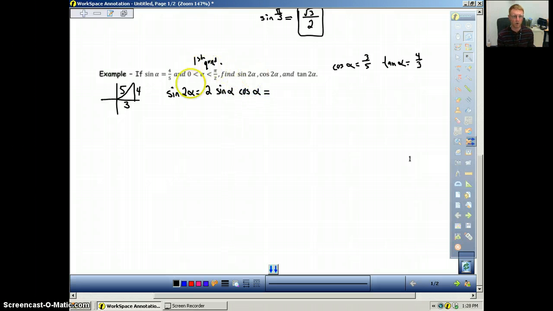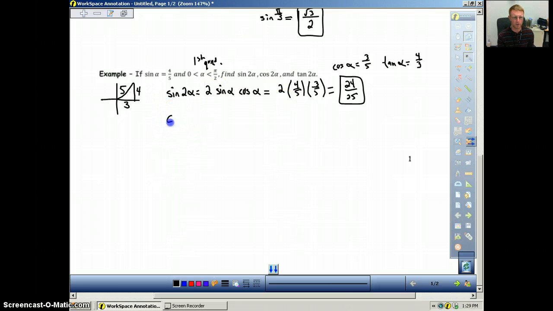So now we know what each of these are equal to. We have 2 times the sine of alpha, which is 4 over 5, and cosine alpha up here is equal to 3 over 5. We multiply everything together, and we get 24 over 25. So that's what sine of 2 alpha would be equal to here.